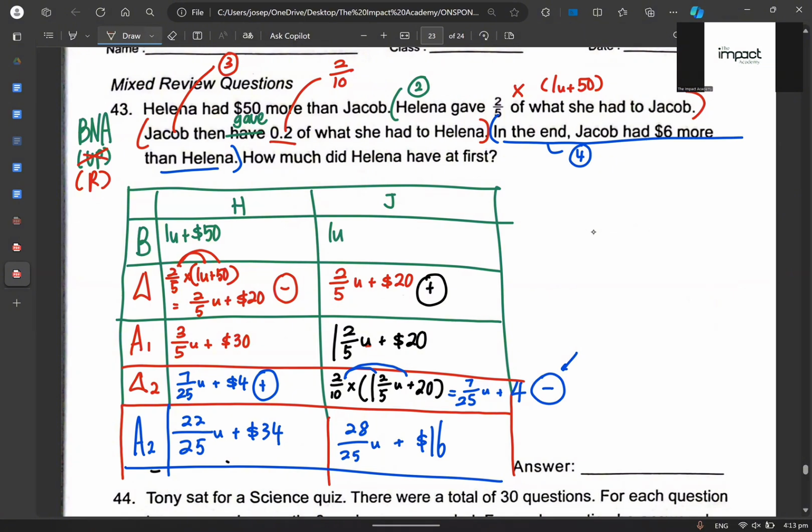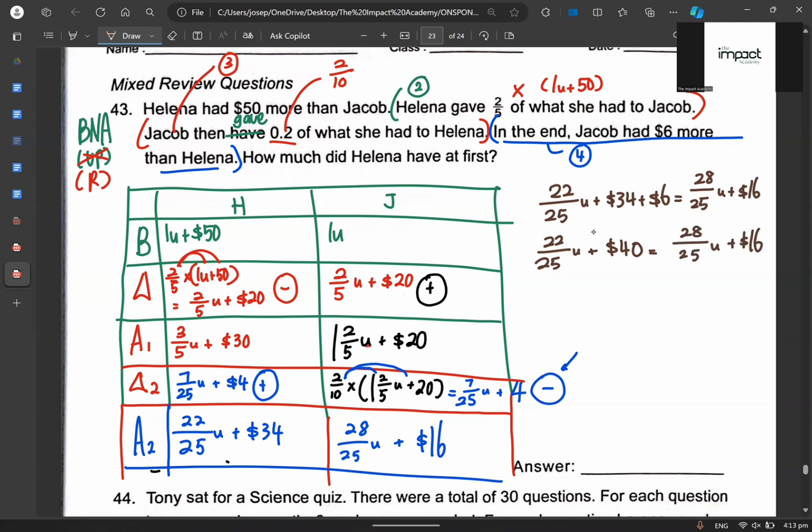Who has more? Jacob had, yeah, plus 6 to who? Give to the poor. Very good. Okay. So plus $34 plus $6 is equals to 28 over 25 units plus $16. You understand or don't understand? Okay, so 22 over 25 units plus this one is how much? $40, right? Is equals to 28 over 25 units plus $16.